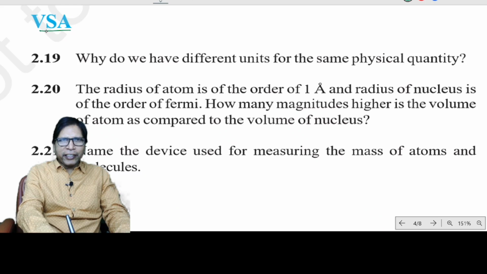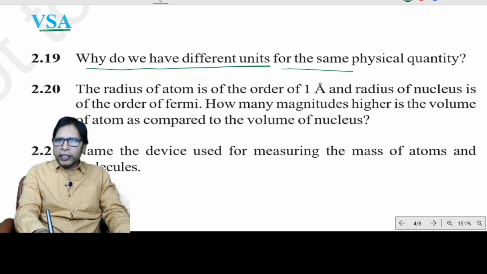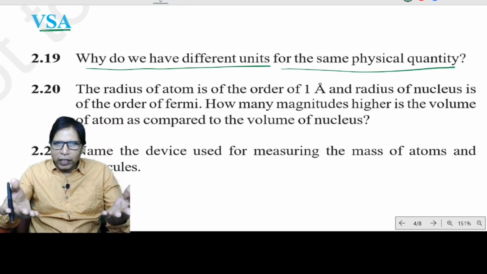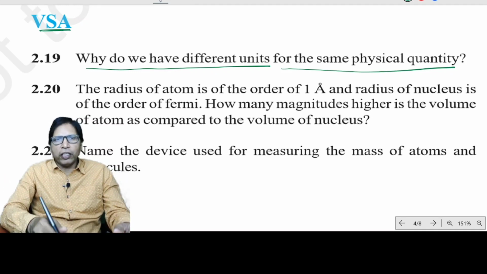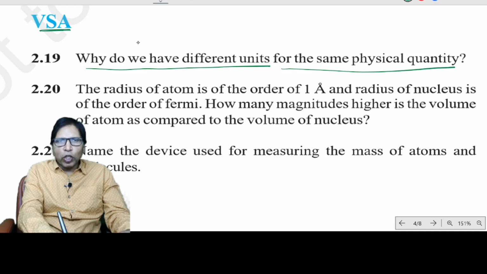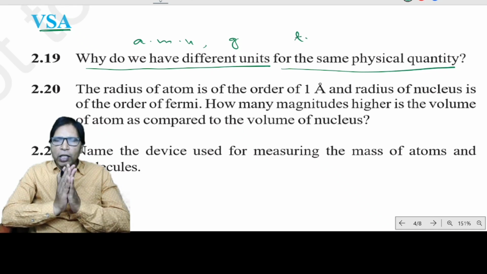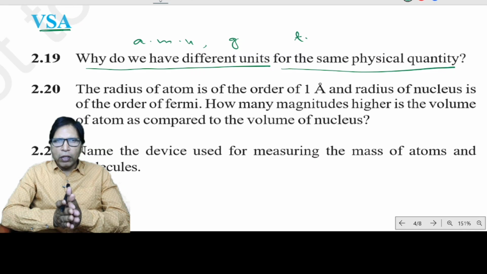Now look at this VSA, very short answer question. Why do we have different units for the same physical quantity? For different magnitudes of a physical quantity, different units are chosen. Such as to measure the mass of an atom, we use AMU. To measure a football, we use gram. To measure the mass of a truck, we use metric ton. So different units of the same physical quantity are used.